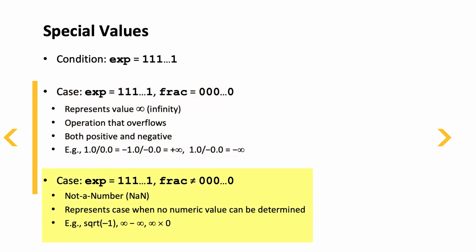Now, if we have all 1s in the EXP field and we don't have all zeros in the frac field, this is the way we indicate not a number. This is a case where there is no numeric value that can be determined. So if we try to do an imaginary number, so the square root of -1, or we try to subtract infinity from infinity, or multiply infinity by something, this is going to evaluate to not a number.